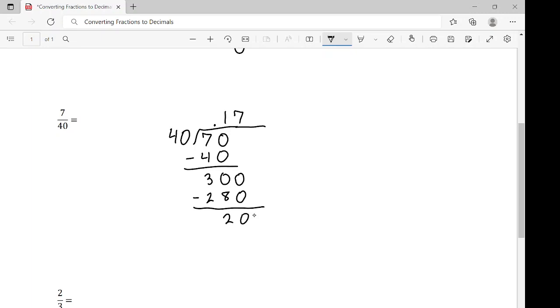And again, we're going to bring another 0 down here. And we ask how many times does 40 go into 200? It actually will go in evenly. It will go in 5 times. So 5 times 40 is going to give us 200. Subtract it, and we will get 0, so we have nothing left over. So the fraction 7 over 40 is going to be converted to the decimal 0.175.